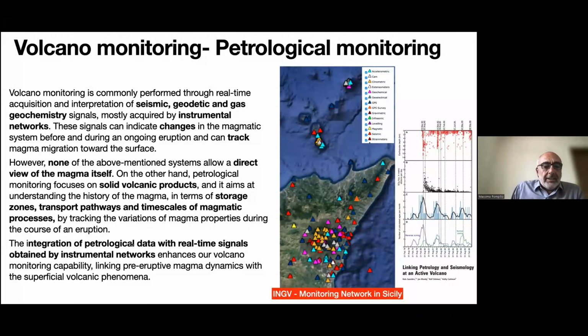If we integrate the petrological data with the real-time signals obtained by instrumental methods, this integration can enhance our volcano monitoring capability, linking what happens before the eruption with what arrives at the surface.